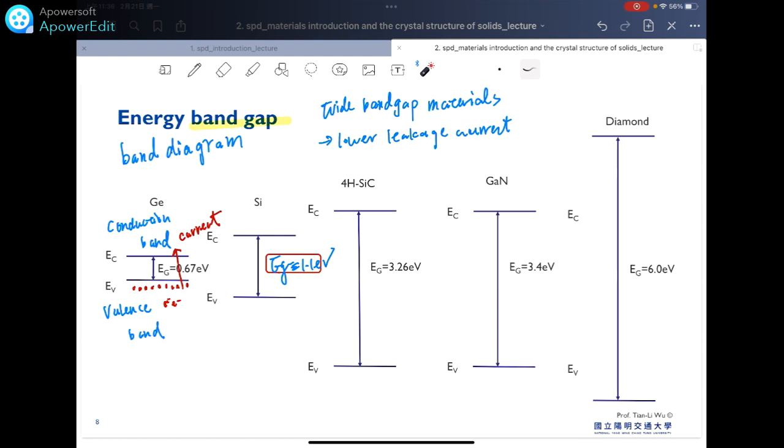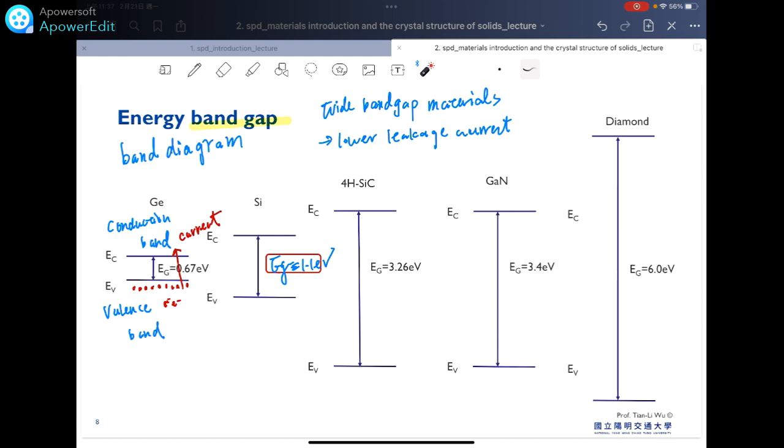Because it is very difficult for the electron to jump all the way through this wide band gap to reach the conduction band. The same concept here: because this is a small band gap, electrons easily jump to the conduction band and become the current here. But if we consider a wide band gap material, it is very difficult for the electron to reach there. That's why the leakage current for a wide band gap device is generally very low here. So this is some implication based on the band gap.